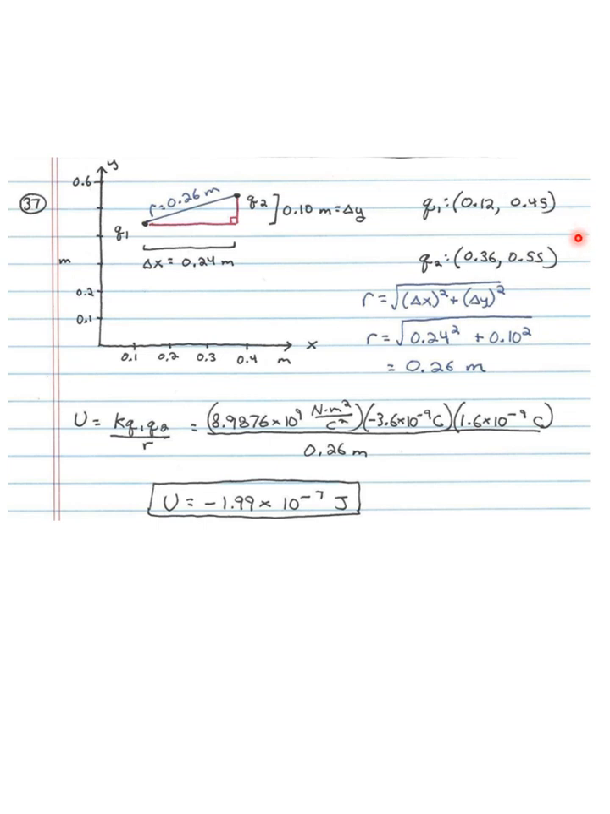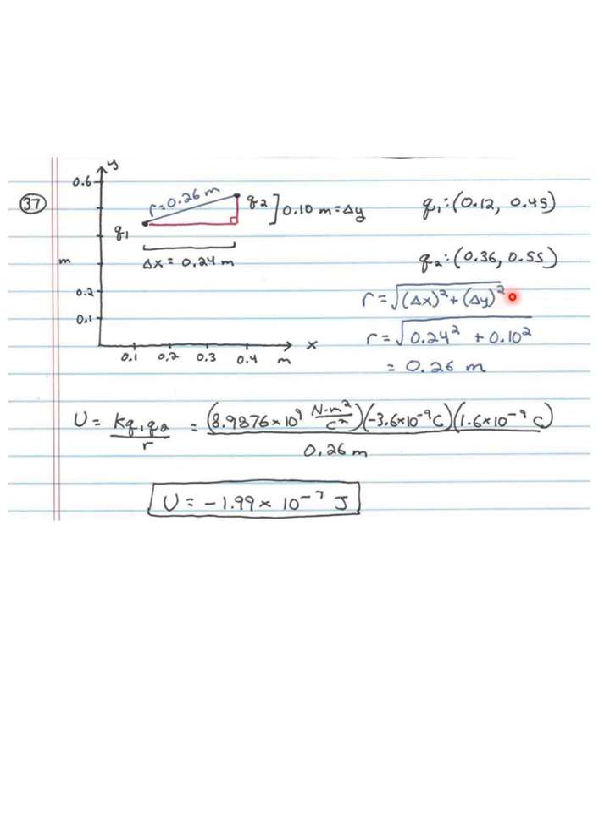When we do the potential energy equation, we're going to use this equation down here below my coordinate plane, K times Q1 times Q2 over R. Now we're given Q1 and Q2, but we need to know the distance. And so it helps to draw a picture here. We can see when we plot them out, the difference in the x is 0.24 meters, the difference in the y is 0.10 meters. We're going to use Pythagorean theorem.